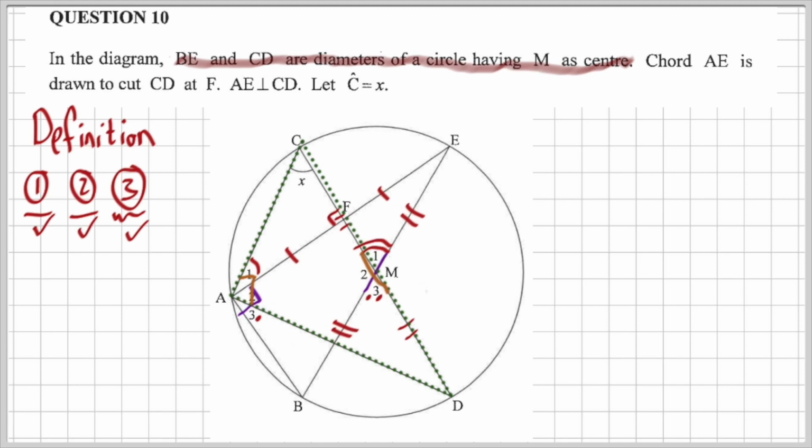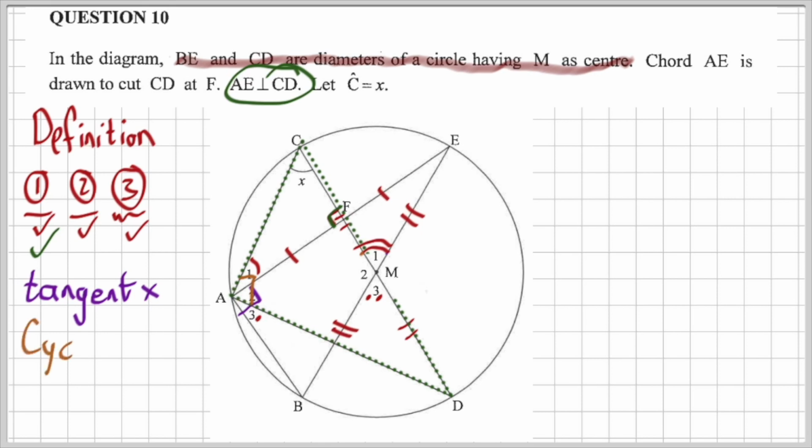The next bit of information says the chord AE is drawn to CD, and it cuts at F, and AE is perpendicular to CD. Let angle C be equal to X. I don't have more information, but I mustn't forget to think about, first of all, tangents, okay? There are no tangents, so I'm not going to worry about theorems 7, 8, or 9.